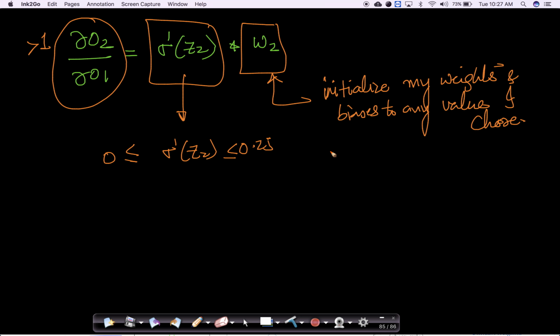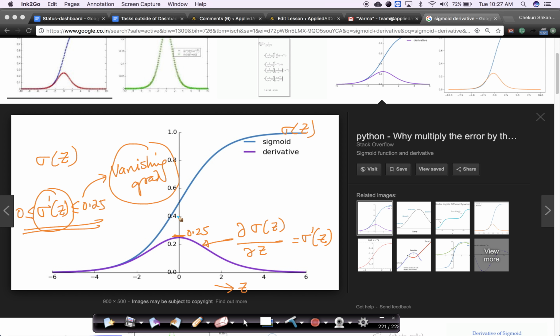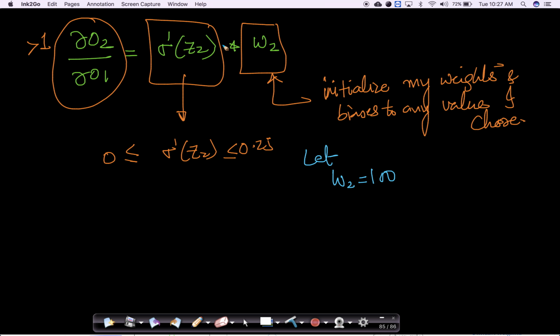So let me construct an example. This is the example that I was talking to you about. What if my W2 was equal to 100? If my W2 is equal to 100, and what is Z2 here? Remember, this derivative of Z2, this part, can be very close to 0, or it can be at most 0.25.